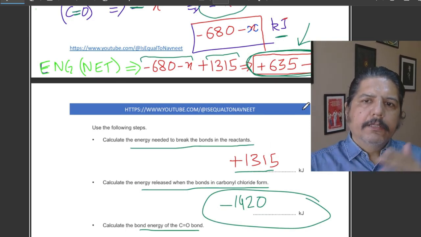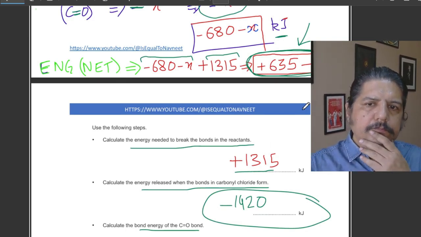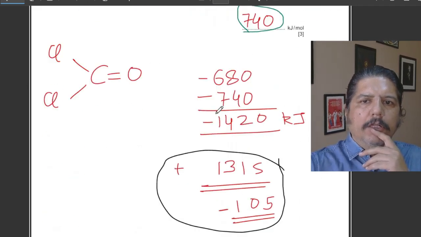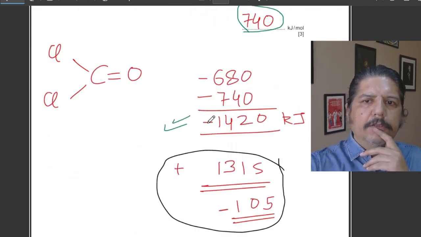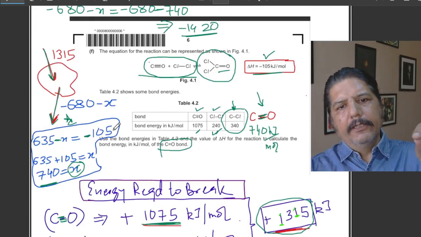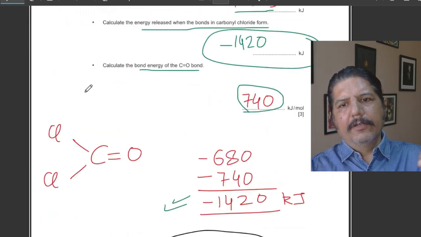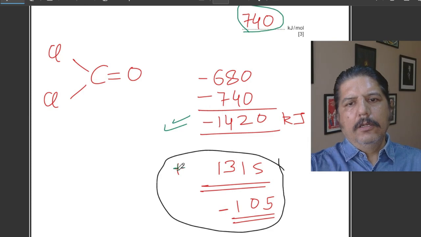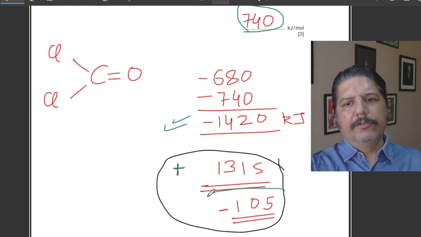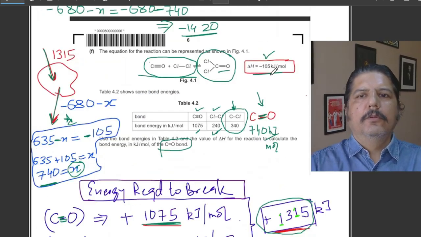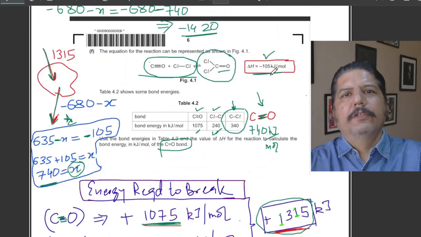Now let us audit whether our answer is correct. This is the energy which is released when the product is formed. The energy required to break the bonds is 1315. And the net energy is minus 105. This is the enthalpy of the reaction, which is equal to what is given as the answer.